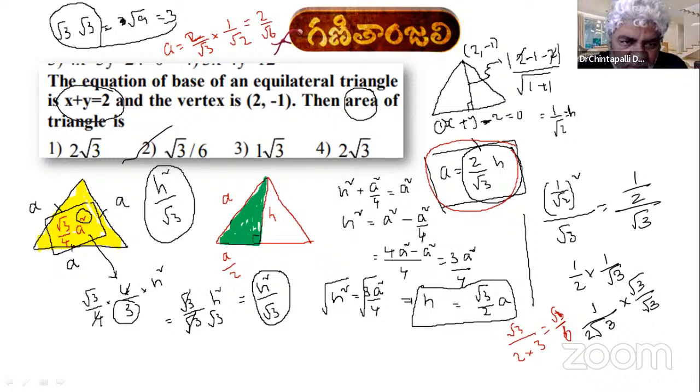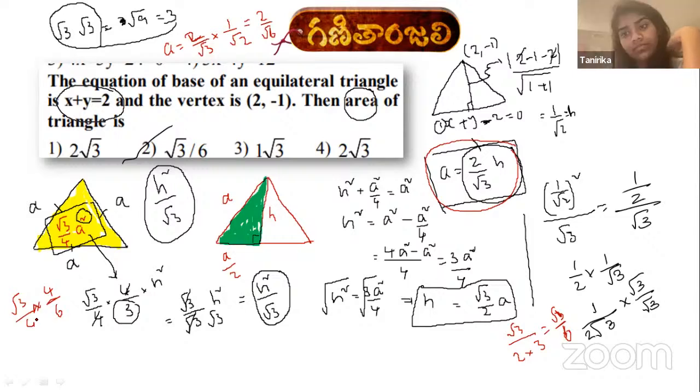Now use this formula, root 3 by 4 a square. a square means 2 by root 6 whole square, right? What is 2 by root 6 whole square? 4 by 6: 2 square is 4, root 6 whole square is 6. 4 cancels. We are left with root 3 over 6. Yeah, that's the answer. Option 2.